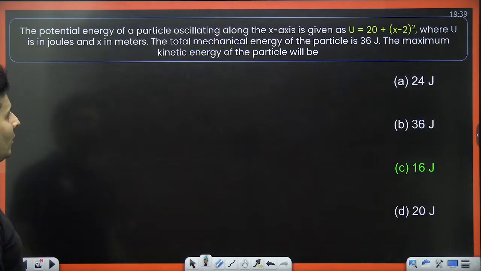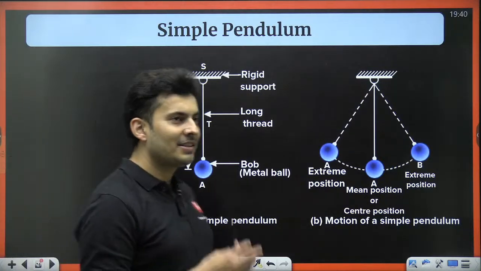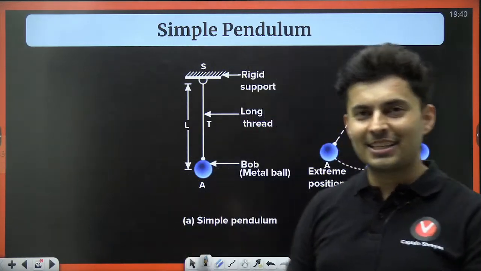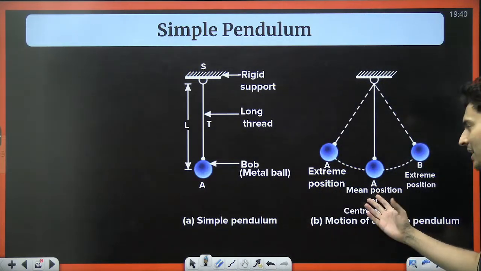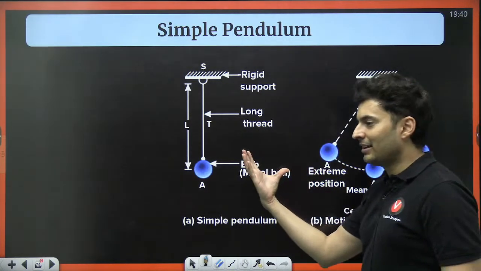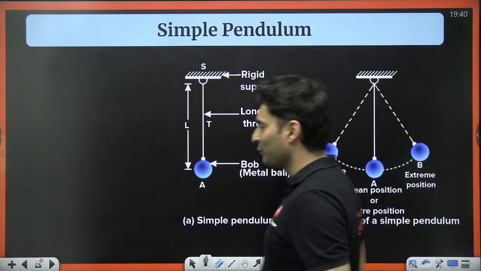Moving on to the simple pendulum. Very, very simple questions come on this. Very standard questions come on this. A very, very popular thing. So again, you take a mass, you move it here and leave it. It will go back and forth and back and forth and back and forth.